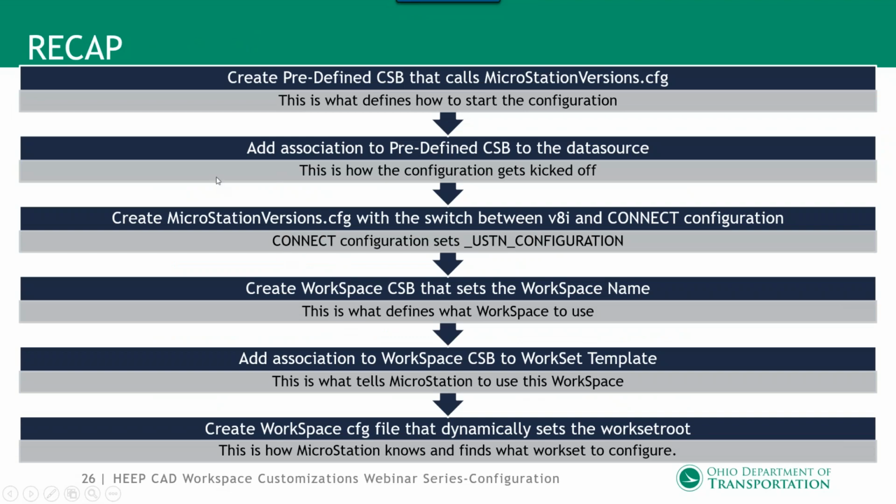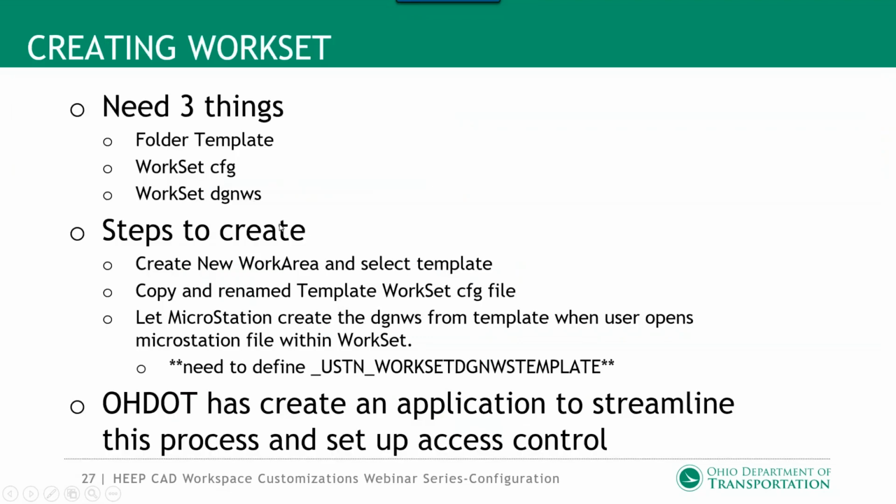I'm sure we'll provide this PowerPoint if you guys want it. So the last thing is, how did we create our work set inside of ProjectWise? Basically, to create a work set you need three things: the folder template, the config file, and the DGNWS. The steps to create a work set inside ProjectWise would be, first, you create a work area and select that template that I showed earlier. You can get a list in ProjectWise of all your work area templates, so if you had more, you could choose from them. That's going to create your folder structure.